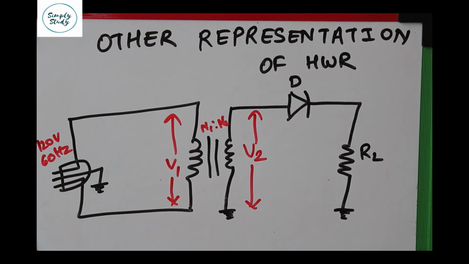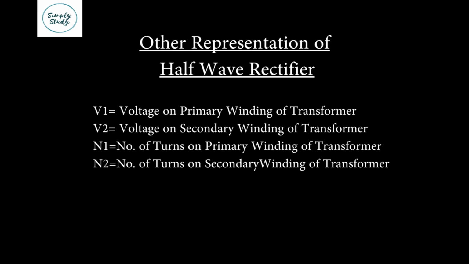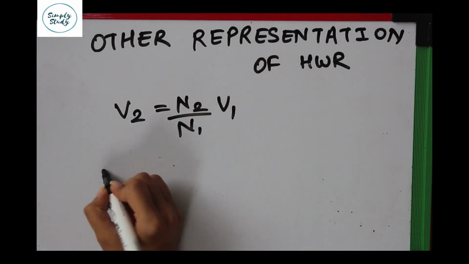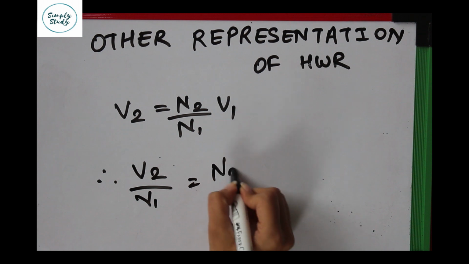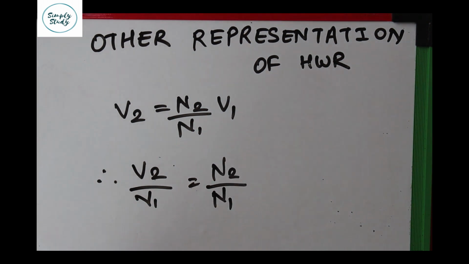But here, to calculate the secondary voltage, we need to use the following formula. Here, V1 is the primary voltage, V2 is the secondary voltage, N1 are the number of turns on the primary coil of the transformer, N2 are the number of turns on the secondary coil of the transformer. So, V2 is equal to N2 upon N1 into V1.